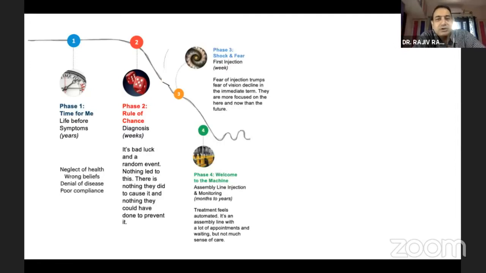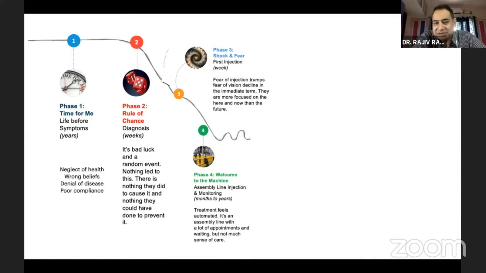Then comes the shock and fear of the first injection, and that's a fear which all our DME patients have, and that actually is much more than the fear of a decline of vision if he doesn't treat it. That's something we need to address. And then he comes into the assembly line of injections. This is another phase. He feels that there is a lot of waiting, a lot of appointments, and not much sense of care.